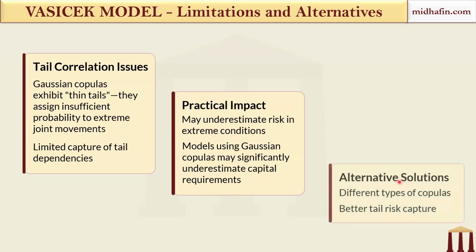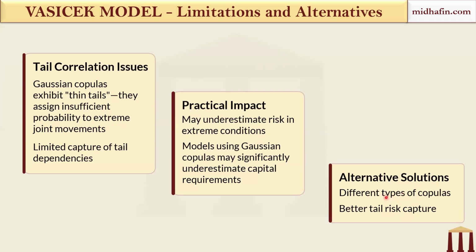So what are the alternative solutions? You have different types of copulas that practitioners use, different types of dependence structures beyond the Gaussian assumption, which helps model the clustering of defaults in the tail in a better manner. So the Vasicek model is definitely simple and regulator friendly, but there is a trade-off: weaker tail risk modeling. And you have alternatives which can improve realism to some extent, but definitely they will add complexity.